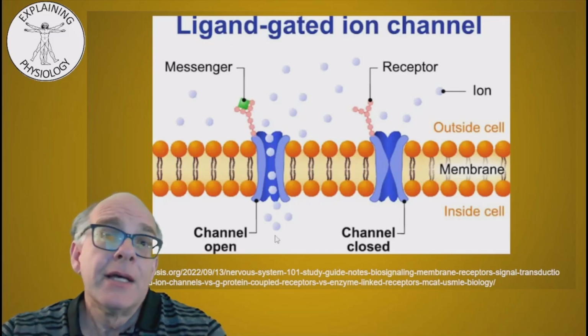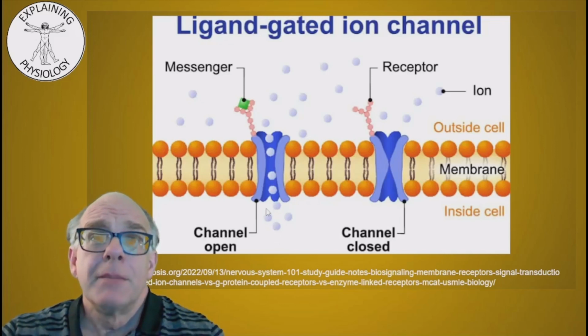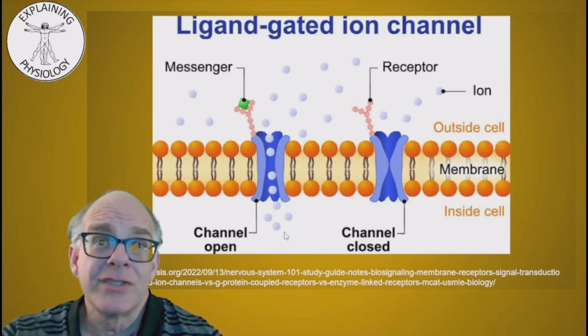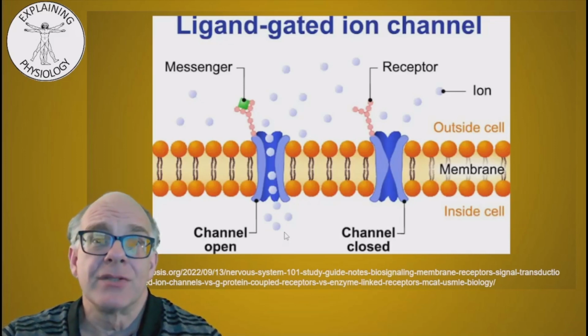This is going to be important when we take a look at nerve cells and muscle cells, because that ion flow, that change in the electrical potential of the membrane, is going to be important for sending nervous system signals as well as coordinating the contraction of a muscle cell.